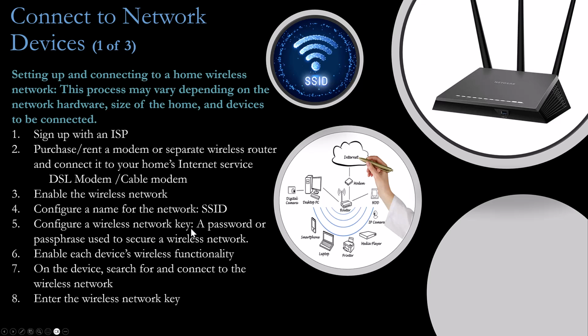Configure a wireless network key. So we want to encrypt that network. We want to make it secure. So we're going to have a passkey that we only share with people that we trust, okay?